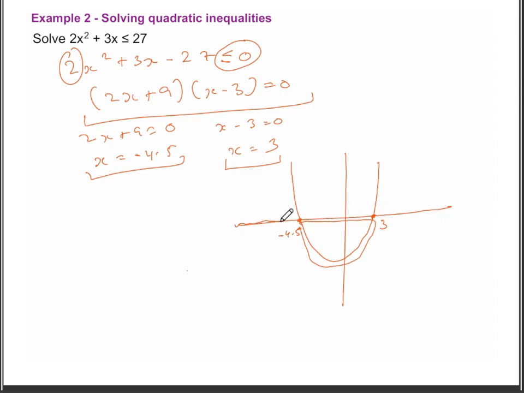Obviously, this is the 0 line where the x-intercepts are. And so, everything lower than that are your values of x that you're interested in, which is everything greater than negative 4.5 as well as less than 3. So you're looking at this section right here, between negative 4.5 and 3. And so that's going to be our solution for this inequality, where x is between 3 and negative 4.5. So negative 4.5 is smaller than x, which is smaller than 3. That's going to be our solution for this inequality. Okay.